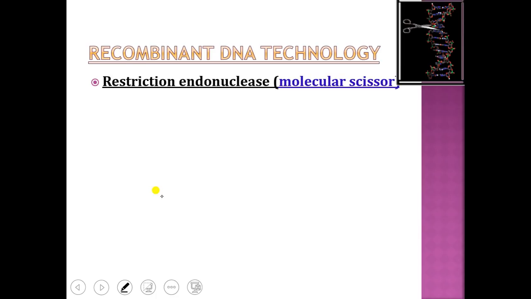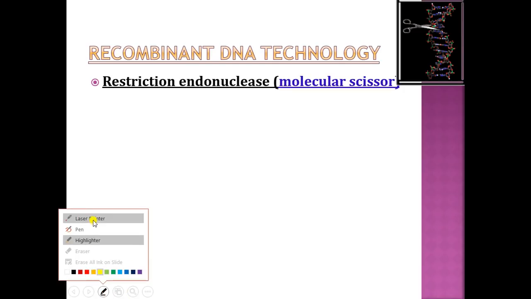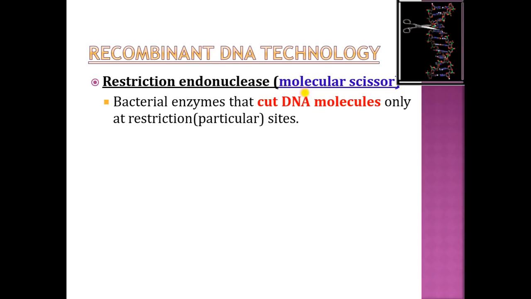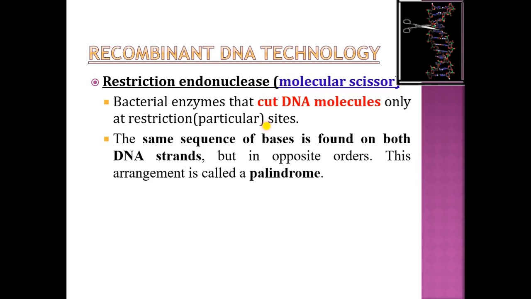So we start with this enzyme, the most important one, that is the restriction endonuclease enzyme. It is known as a molecular scissor. Why is it known as a molecular scissor? Because it functions like scissors and cuts the DNA. It cuts the DNA at a very particular site, or you can say a restricted site. That's why it is known as restriction endonuclease. This enzyme acts at a palindromic site.